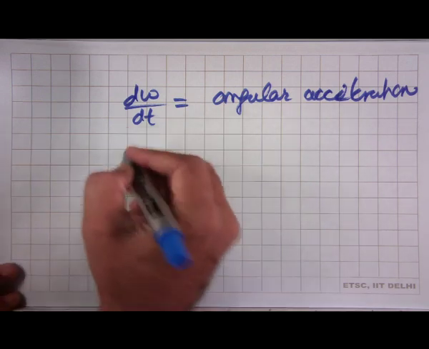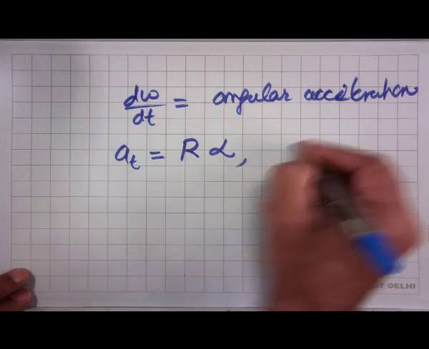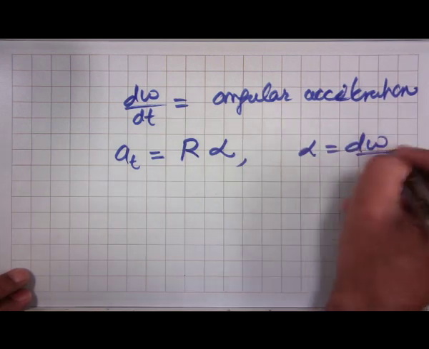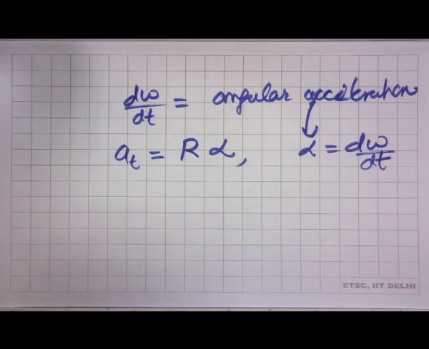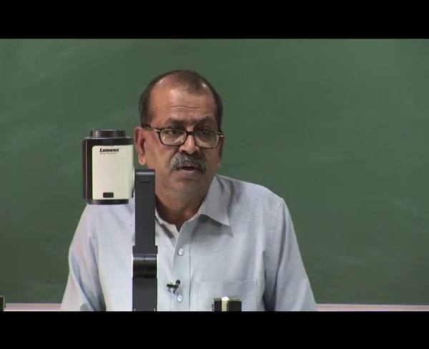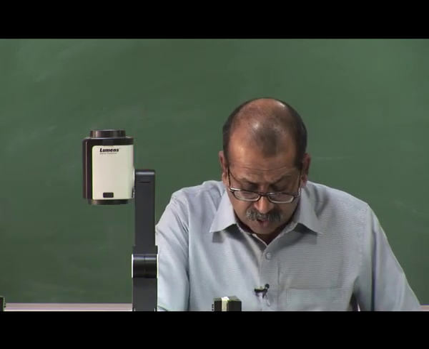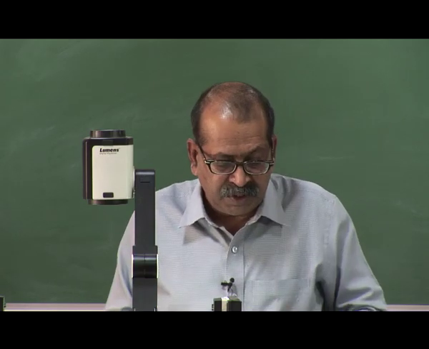And so, what we have is the tangential component is equal to r times alpha, where alpha is equal to d omega by dt, the angular acceleration. So, we have to take care of this when we have circular motion. Even when the body moves at a constant speed, the acceleration has to be there.